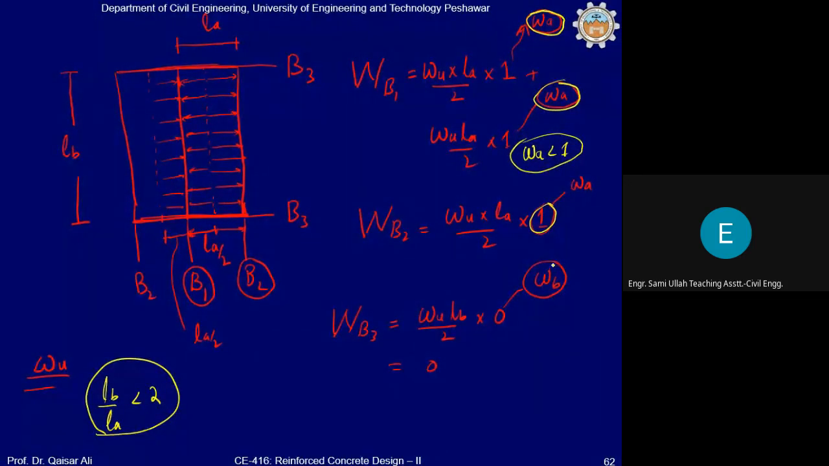And what about WB, the load transfer coefficient along the longer direction? Will it be 0 or greater than 0? Greater than 0. Yes, it will have some value. It will be greater than 0. So this is how you can calculate the load acting on the surrounding beams of a two-way slab panel. Okay, you have to first of all calculate these load coefficients, and from these load coefficients you can calculate the load acting on the beam.